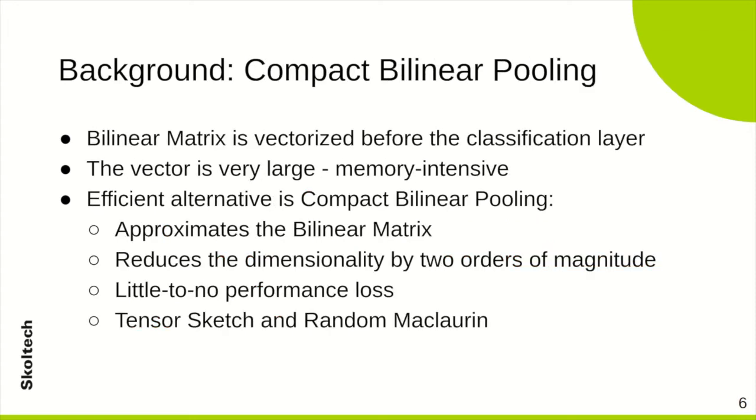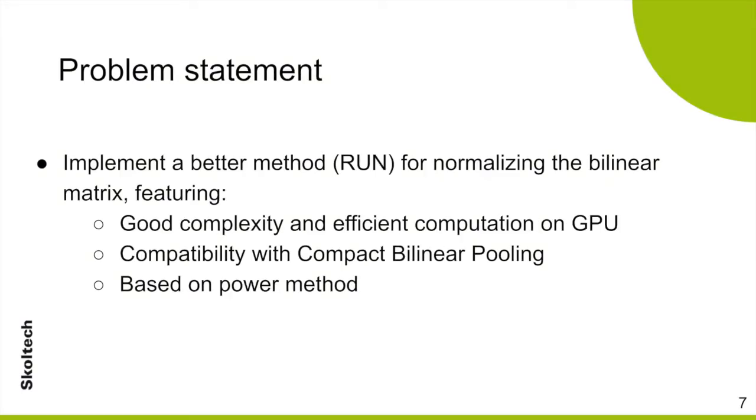A drawback of bilinear CNNs is that when the bilinear matrix is vectorized before the classification layer, we obtain a very large vector, which makes these networks memory-intensive and subject to overfitting. A solution to this limitation is compact bilinear pooling, which approximates the feature map. Two such methods are TensorSketch and random Maclaurin, which can reduce the dimensionality by 2 orders of magnitude with very little loss in performance. Because compact bilinear pooling shows a significant improvement, the matrix normalization method should be compatible with such compact features. And here's the problem statement for our project.